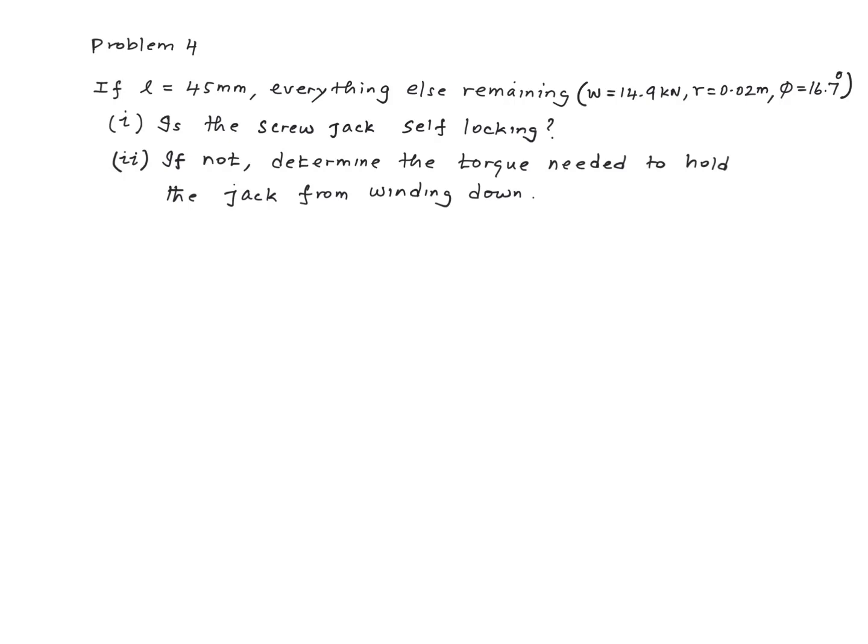If L is 45 millimeters, everything else remaining, that means W is 40.9 kilonewton, R is 0.02 meters, and phi, the friction angle, is 16.7 degrees. The first part of this question is the screw jack self-locking? The second part is, if not, determine the torque needed to hold the jack from winding down. The first step of answering this question is to go ahead and calculate a value for alpha. And I got a value of 19.7 degrees for the lead of 45 millimeters.